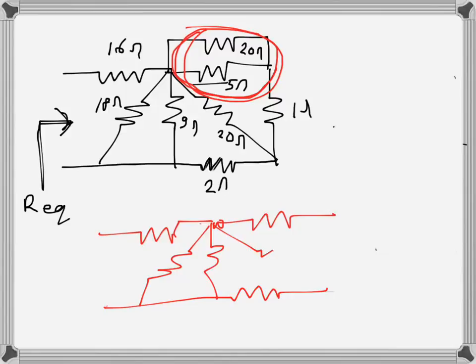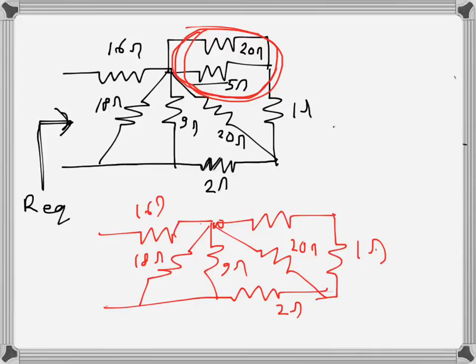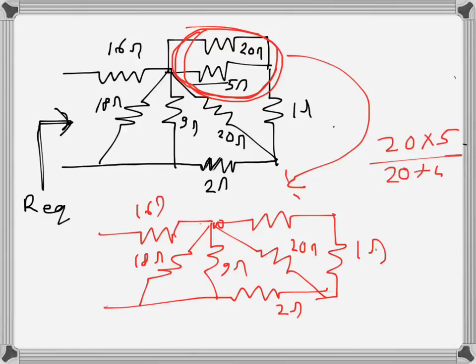Every other resistance's value stays the same: 1 ohm, 20 ohms there, 2 ohms there, 16 ohms there, 18 ohms there, 9 ohms there. Everything else is the same. This one will be the parallel combination of 20 and 5, so 20 times 5 over 20 plus 5, which is 100 over 25, that is 4 ohms. So we have that.